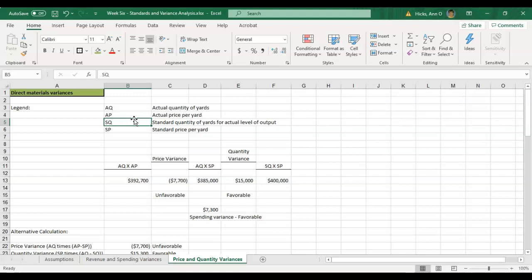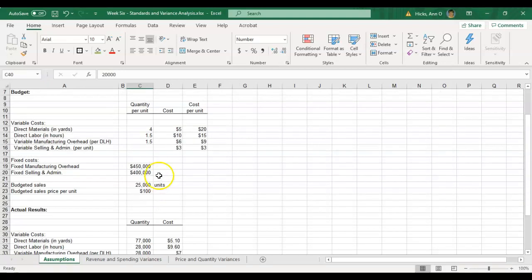This is a concept that people get confused sometimes. It's really not that difficult if you think about the fact that what we're doing here is identifying the standard quantity of input applied to our actual level of output. That's effectively what makes our flexible budget. We'll see it in action in a minute. And then the standard price, the SP, is the standard price per yard, which in this example for direct materials is the $5 per yard.